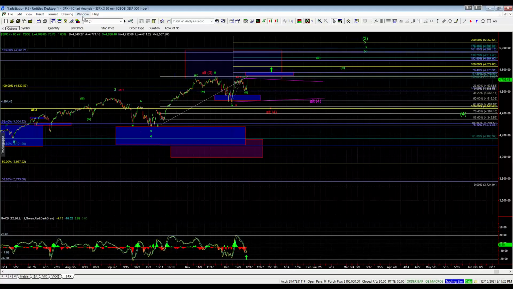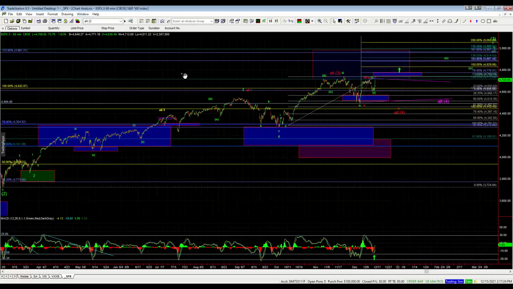Okay. So are there any questions on that 60-minute chart before I drill down to the 5-minute chart, and kind of how we got where we're at now, bigger picture?